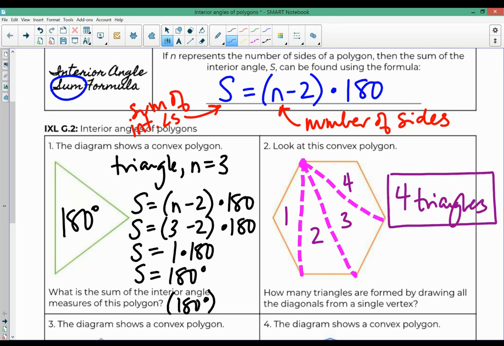The reason that this question is coming up is because this could be helpful. If you see it, you can split it into the number of triangles. And then to find the sum, I would do 180 plus 180 plus 180 plus 180. Or it would be 180 times 4. So that's why a question like this could come up and why it could be helpful.